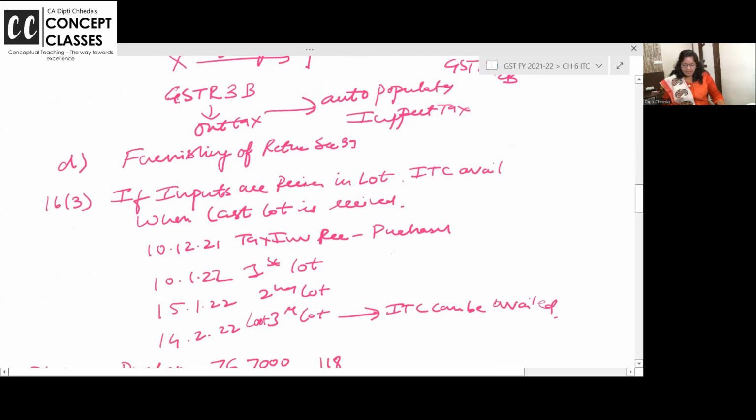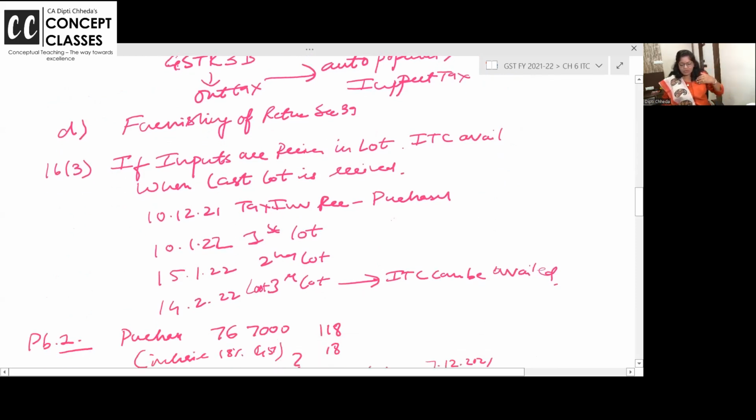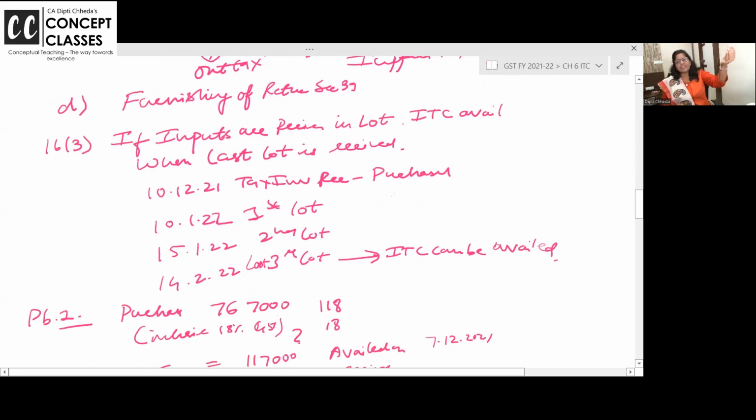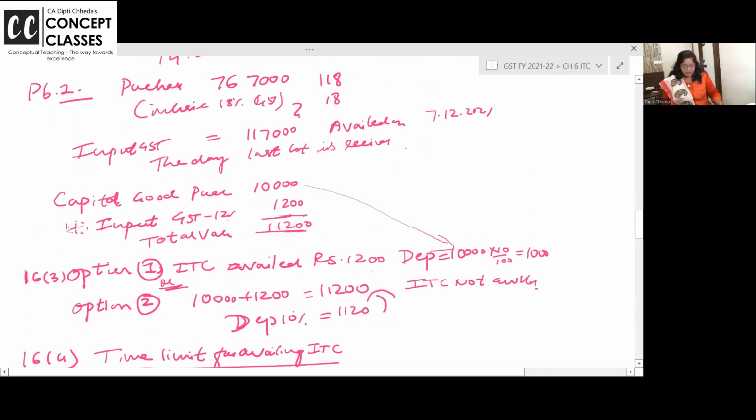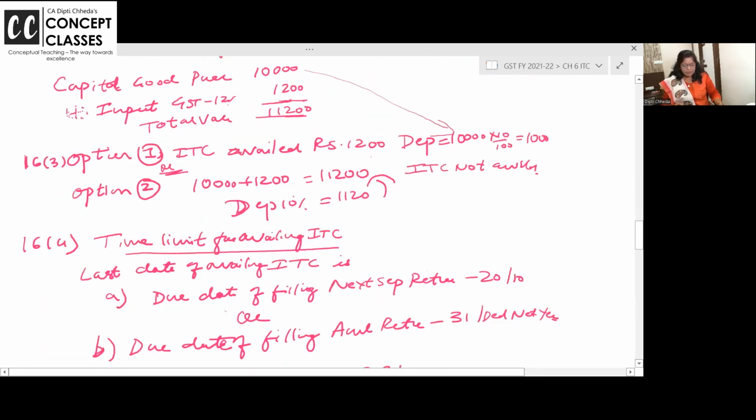Routine return. If inputs are received in lots, I have got the invoice and started getting the goods, but I'm getting it in 3 lots, and yet I have not received the third lot. Once you receive all the goods, then only you can avail the ITC. Right? So with this, we have solved some problems also.